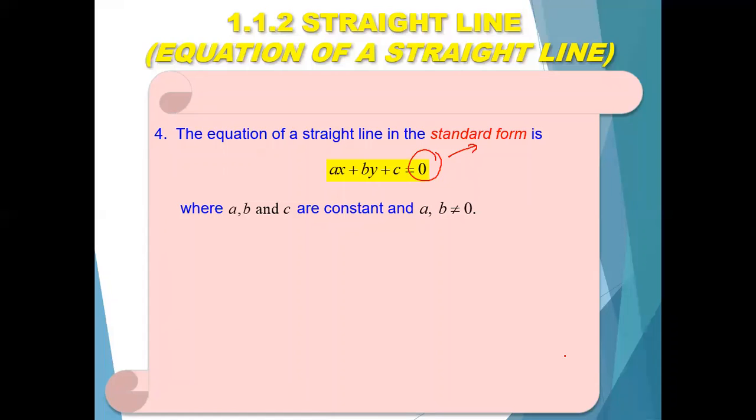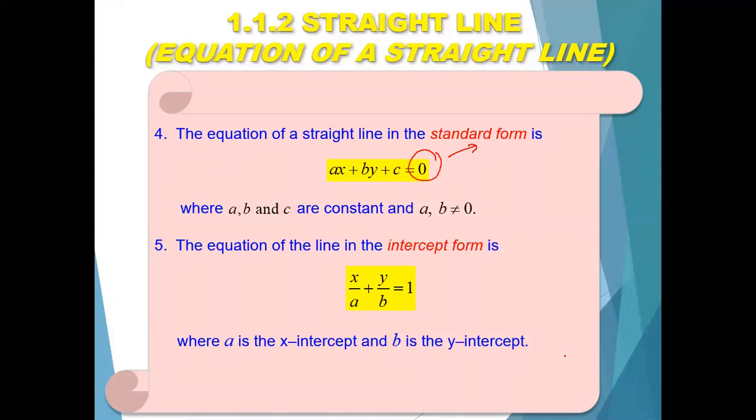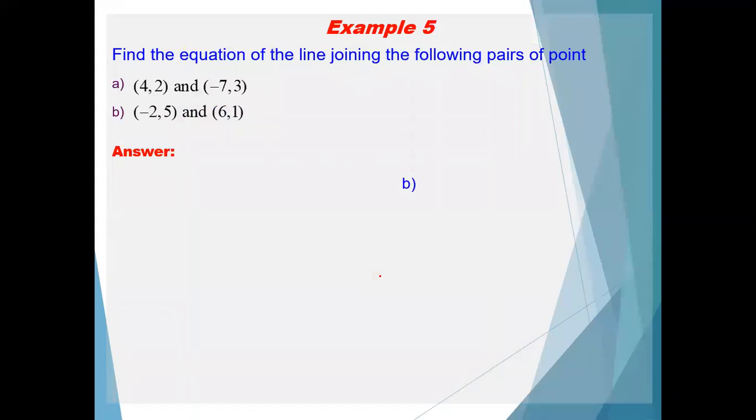And then we have the intercept form. Bila kita ada intercept form, dia melibatkan y-intercept as well as x-intercept. So x over a plus y over b is equal to 1. And for your information, a itu adalah x-intercept and b is the y-intercept. So dia mesti equal to 1. Kalau tak equal to 1, so you mesti rearrange dia supaya dia equal to 1. Okay, so let's see example 5.